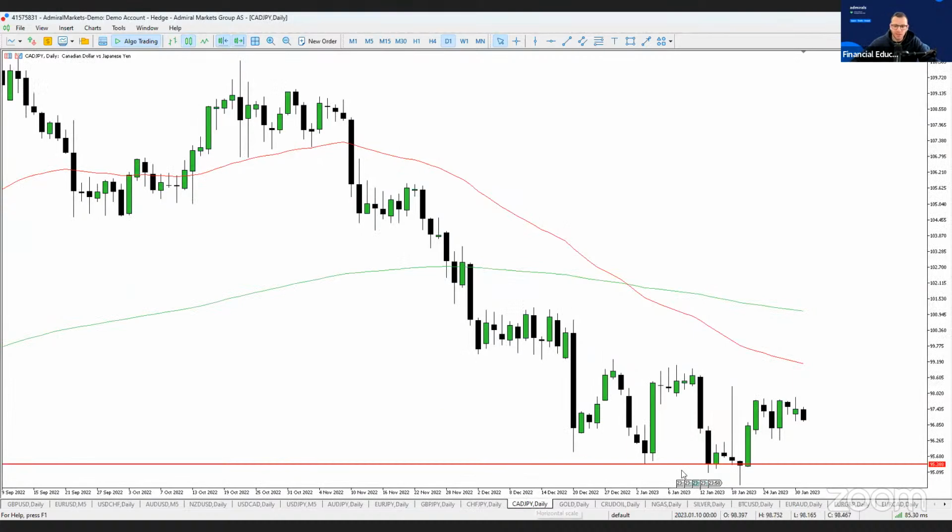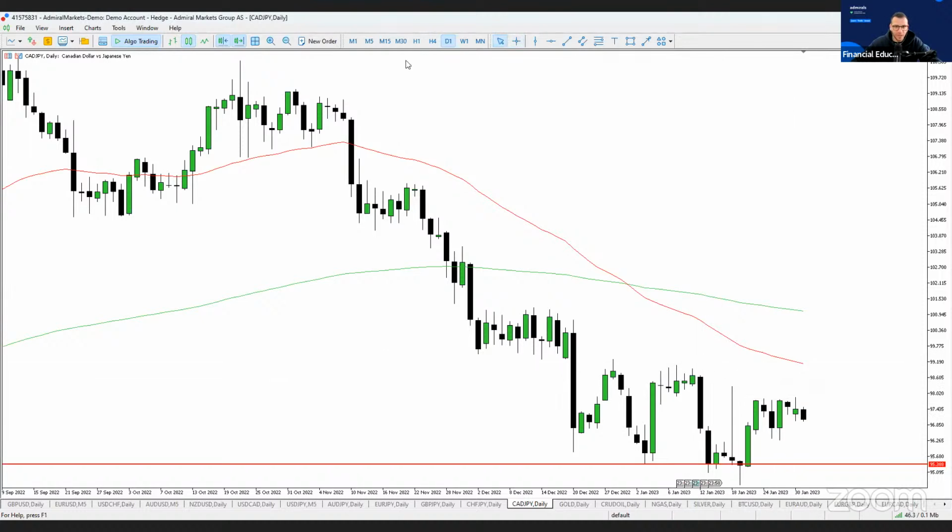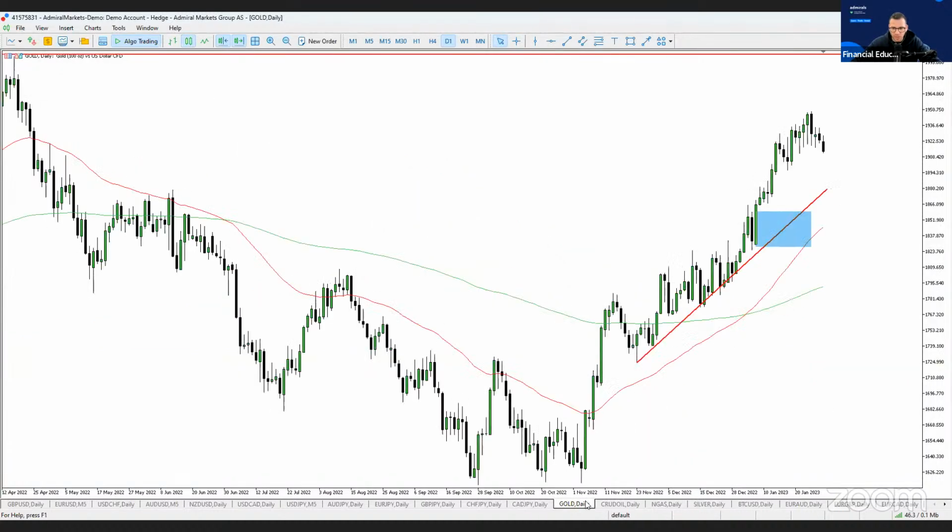Canadian dollar against the Japanese yen, it performs a bit weak, and we are holding a trade on the Canadian dollar, but we will see what's going to happen. So here, a level of resistance, it's this one. A strong level of resistance is this one here. We will see what the market will do.